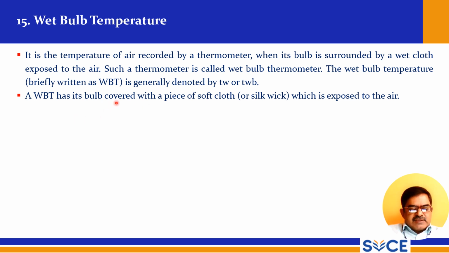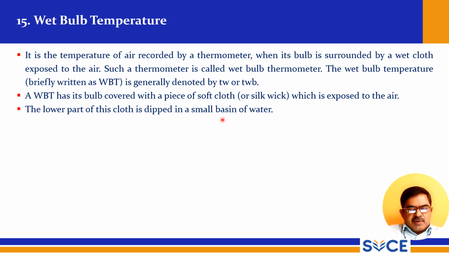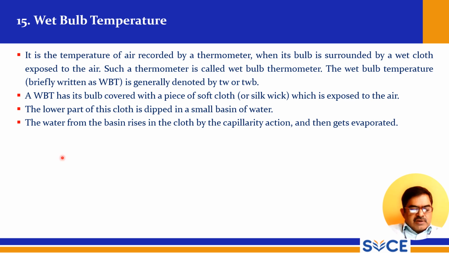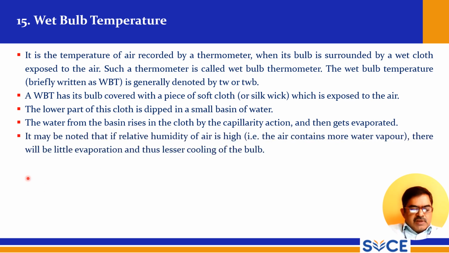A wet bulb thermometer has its bulb covered with a piece of soft cloth or silk wick, which is exposed to the air. The lower part of this cloth is dipped in a small basin of water, and the water from the basin rises in the cloth by capillary action and then gets evaporated. It may be noted that if the relative humidity of air is high, then the air contains more water vapor. There will be little evaporation and thus lesser cooling of the bulb. So this is the way to measure wet bulb temperature.